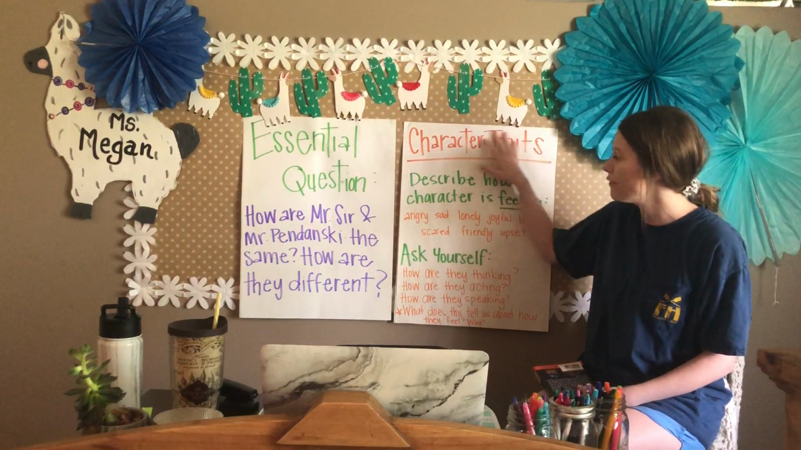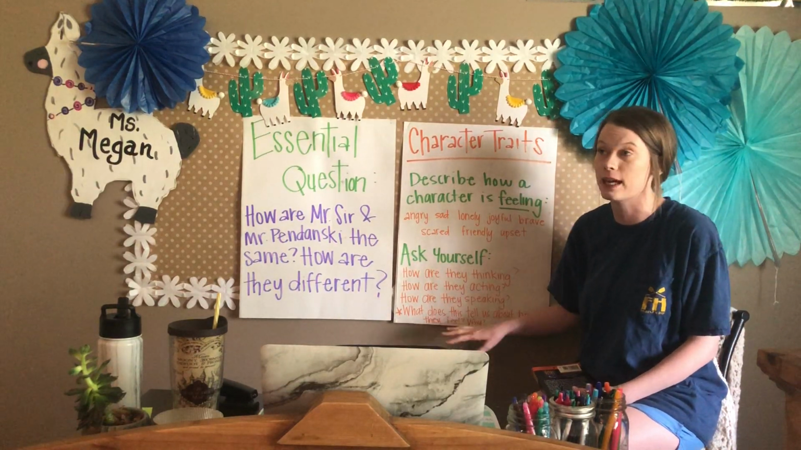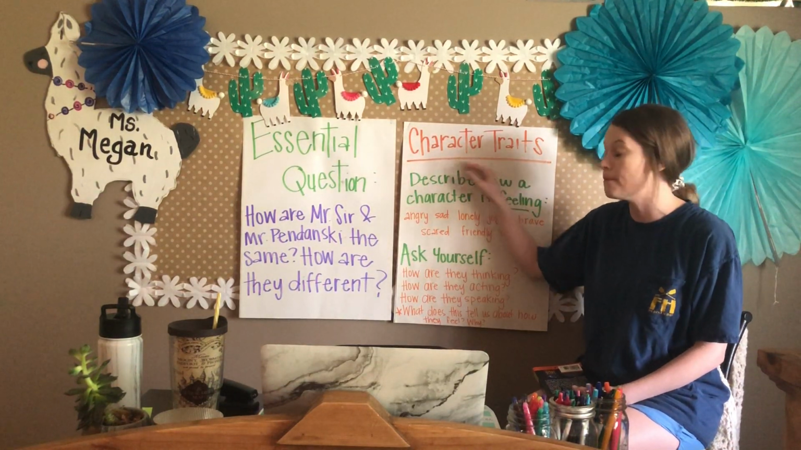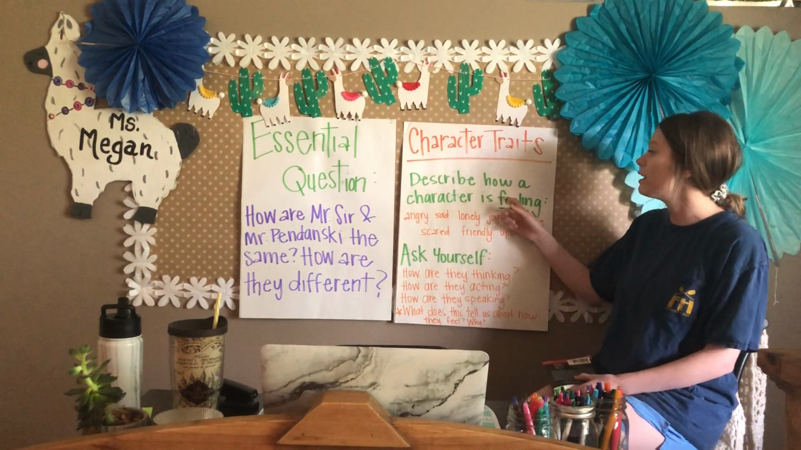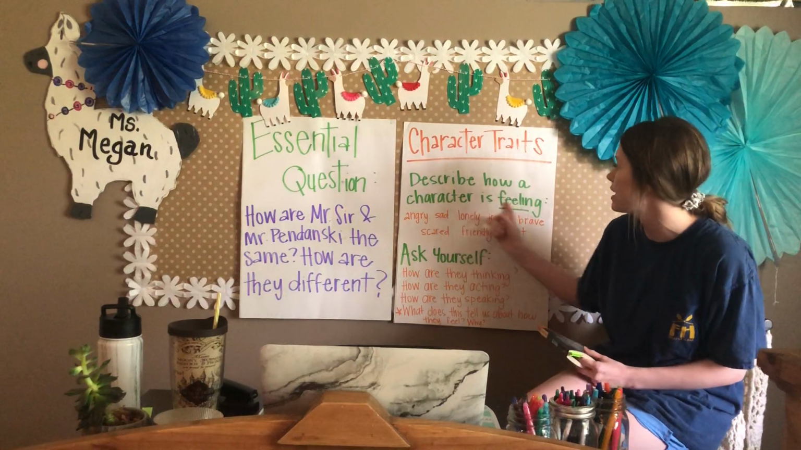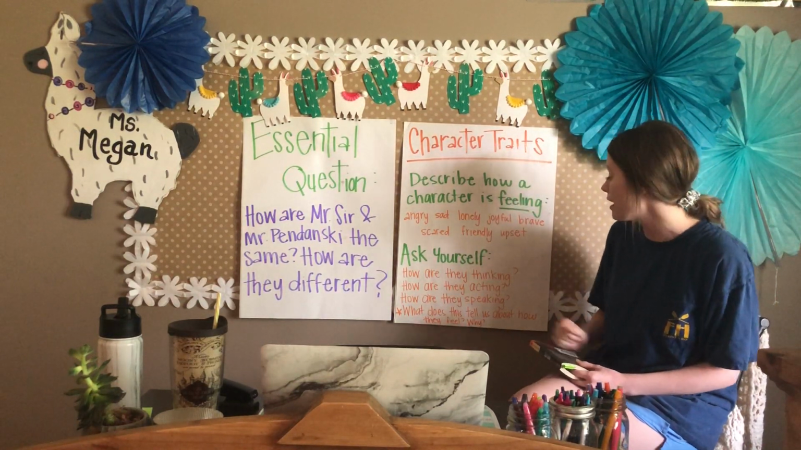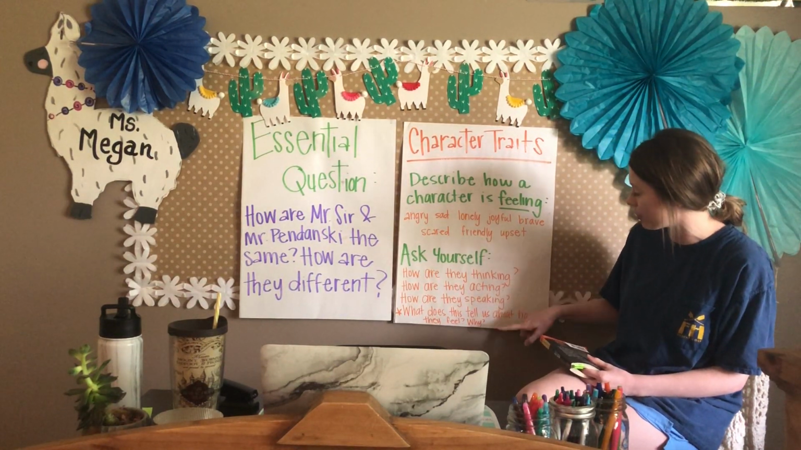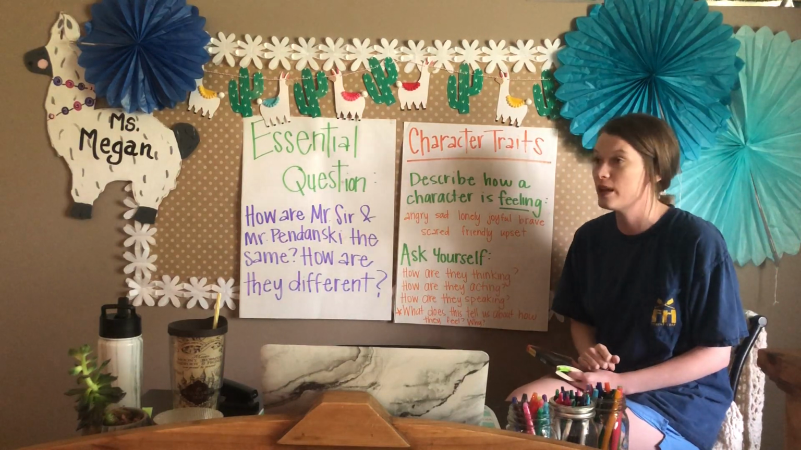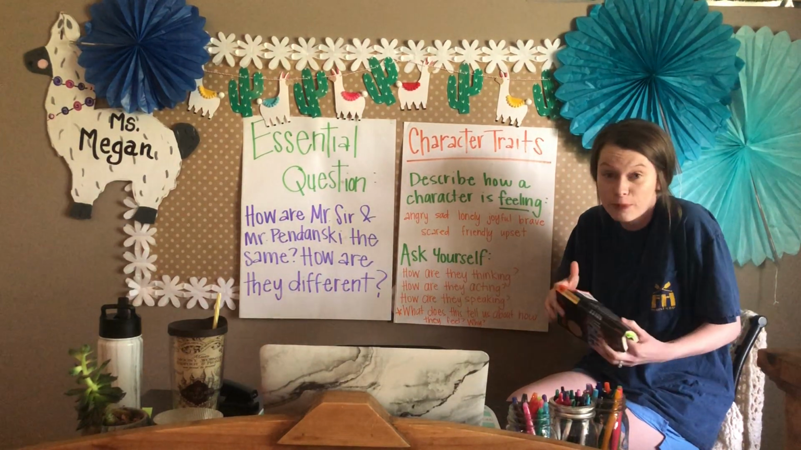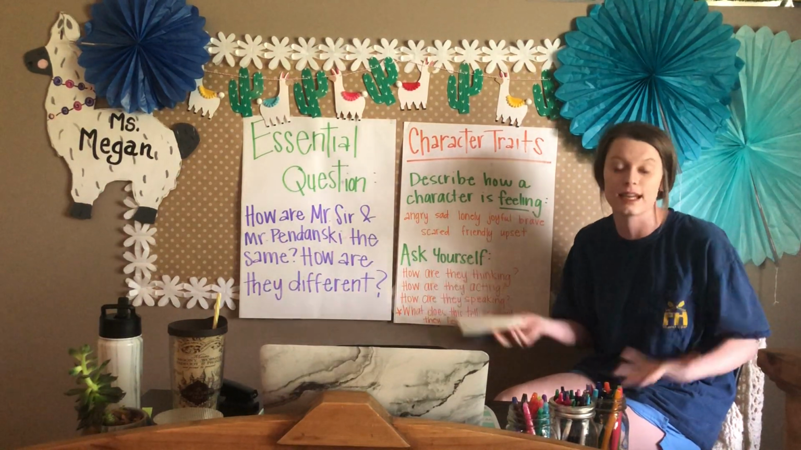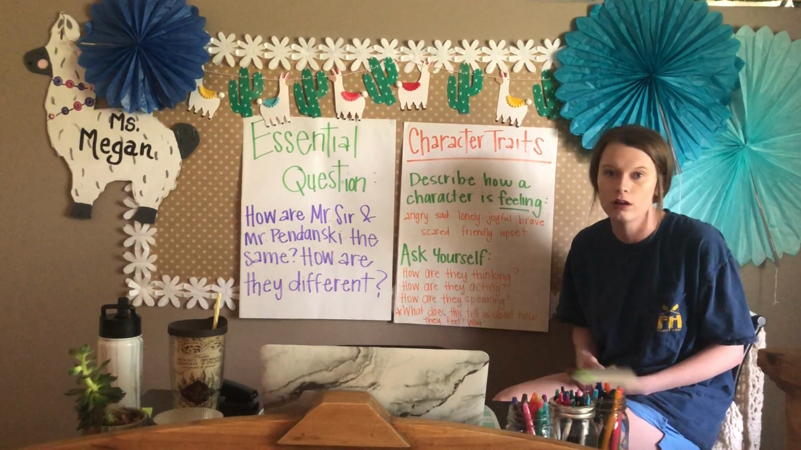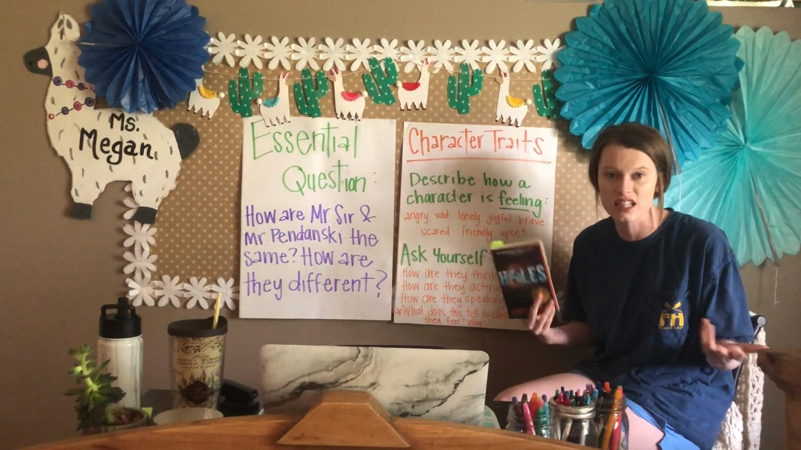Okay, so I have the character trait anchor chart up here because you're going to have to remember things about character to compare them. So we know that when we describe characters, we can describe how they're feeling, but we can also describe how they're acting, how they're thinking, how they're speaking. We can just talk about them in general. What kind of person are they? And remember, character traits can also be outside traits. Boy, girl, tall, short, those kinds of things, right?